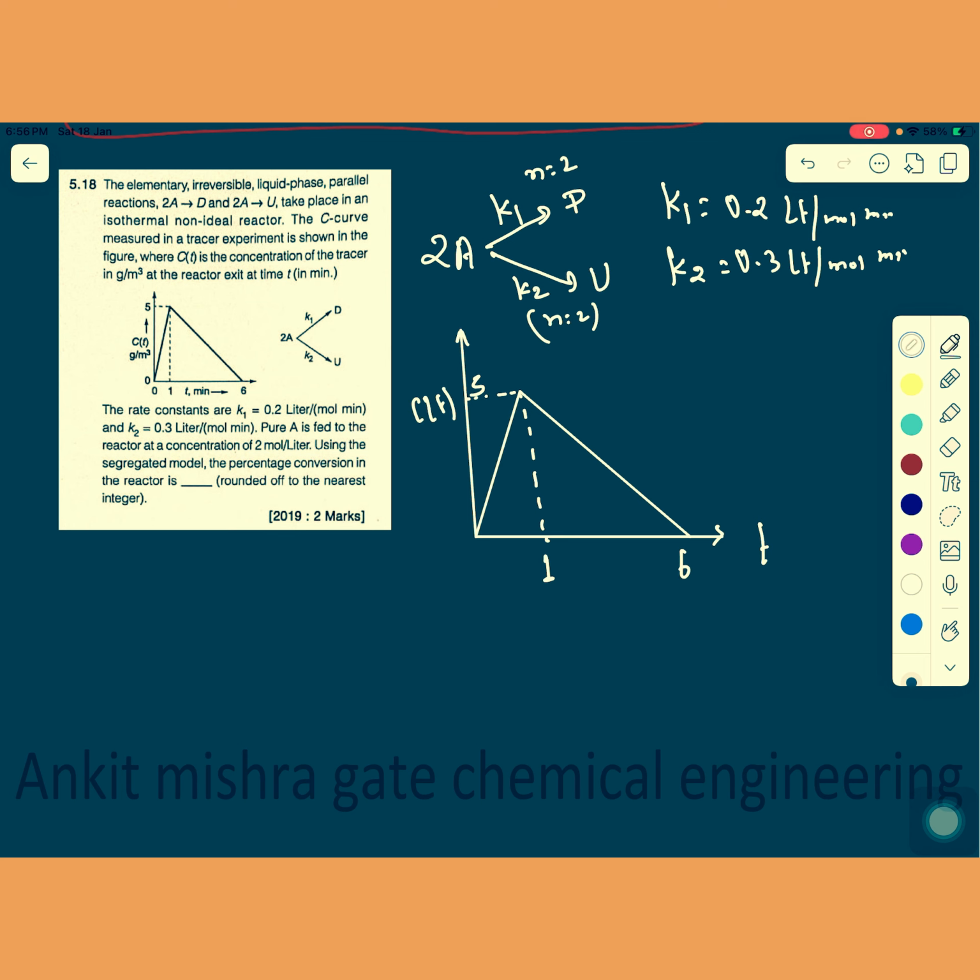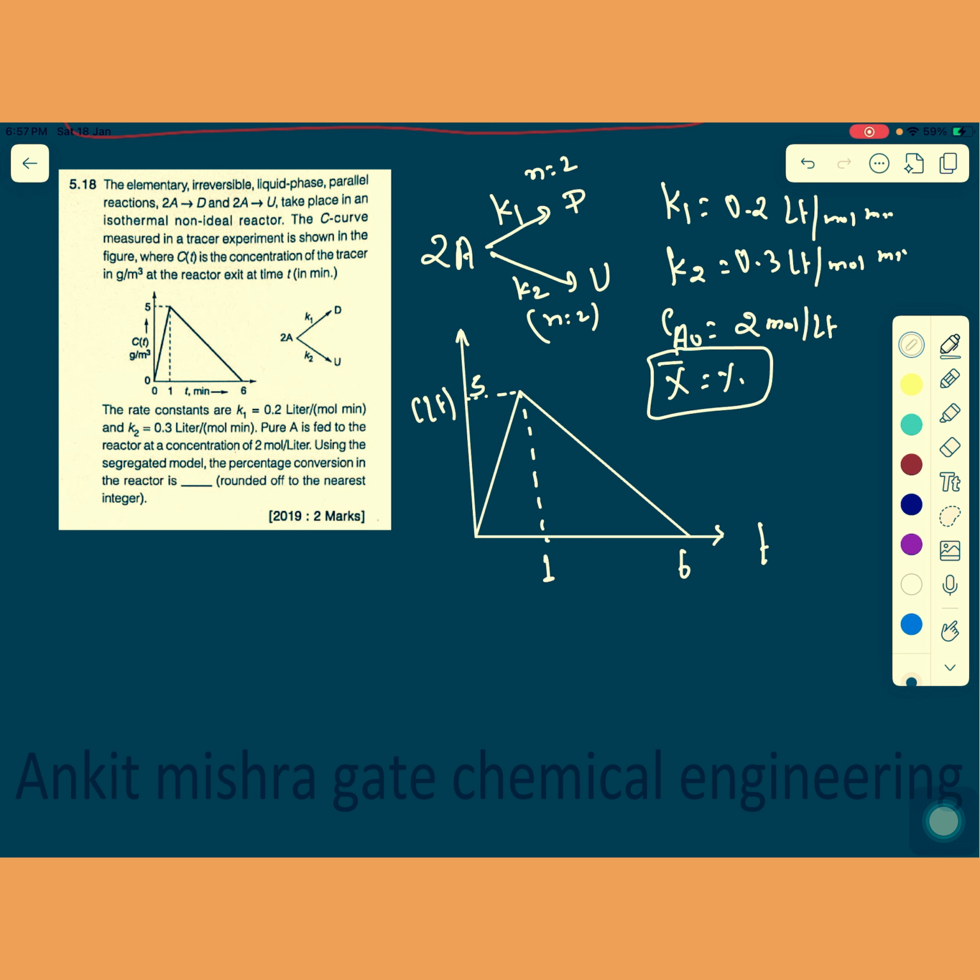Okay. So pure A is fed to the reactor, and the concentration is given to you. CA0 is 2 mole per liter. And using the segregation model, you are supposed to calculate the percentage conversion. So you have to calculate x bar in percentage only. There may be fraction conversion, there may be percentage conversion, but here you are supposed to calculate in percentage.